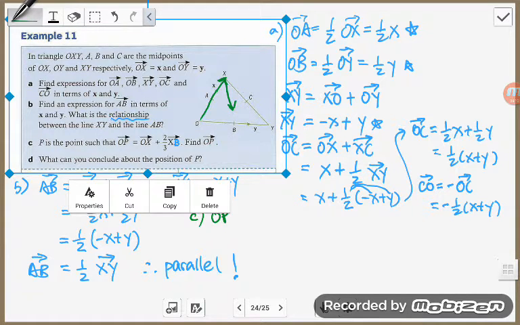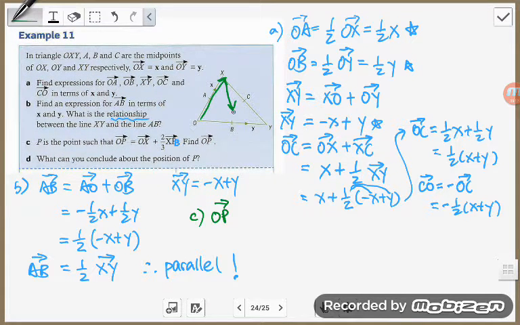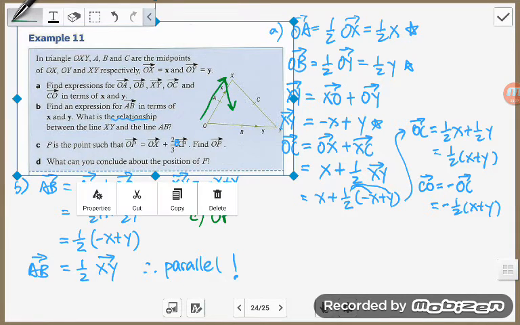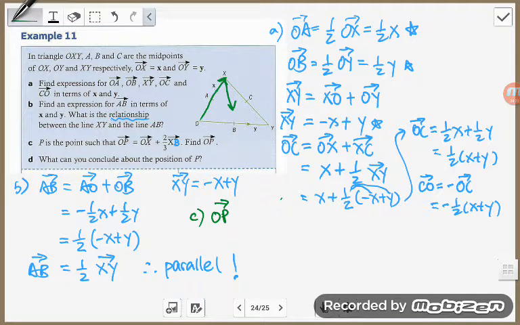Let me just reset this. Sorry about that. Okay, so I'm gonna have a point somewhere there, and that will be my point P. Okay, somewhere here. So to find vector OP, which is this one right there, I can go all the way up to X, from O to X, and then from X to P.